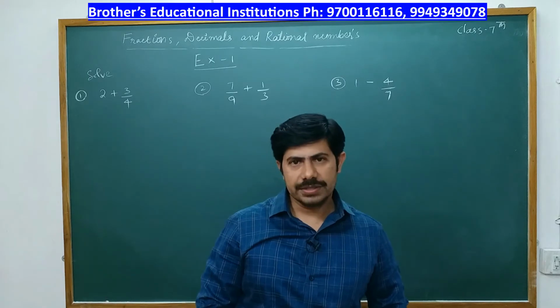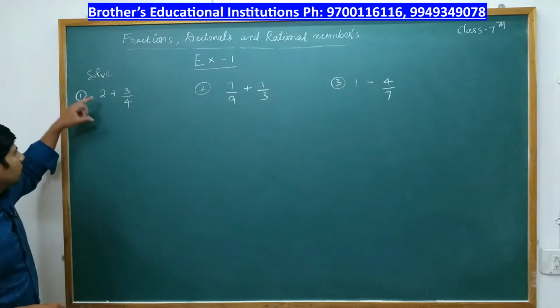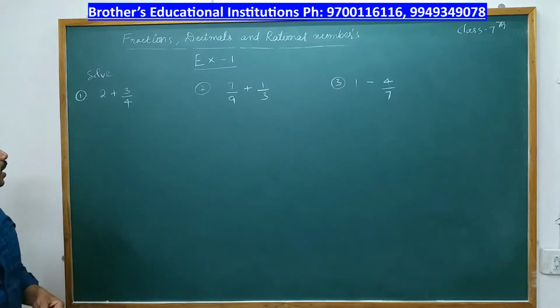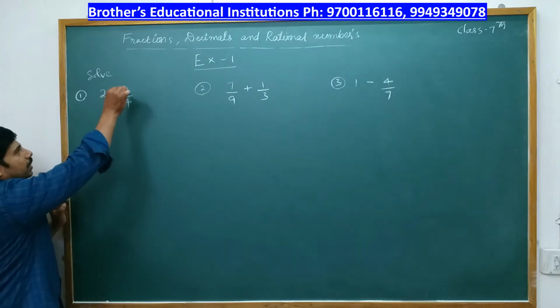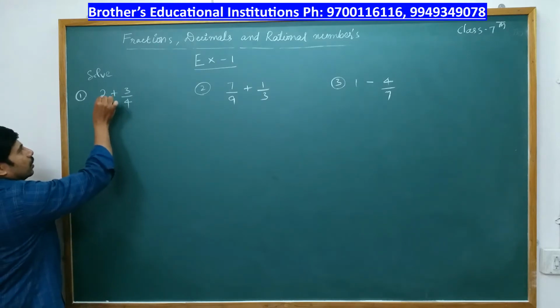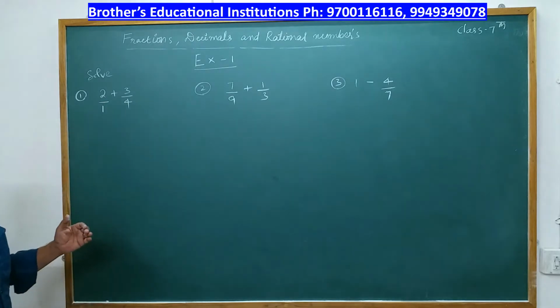So we'll start the exercise. First problem is solve 2 plus 3 by 4. See how to solve this 2 plus 3 by 4. Here the denominator in 3 by 4 is 4, but the denominator for this 2 is assumed to be 1. So we have 2 by 1 plus 3 by 4.